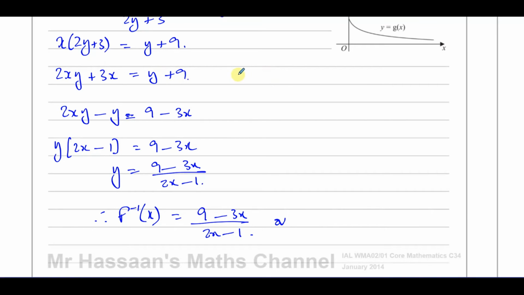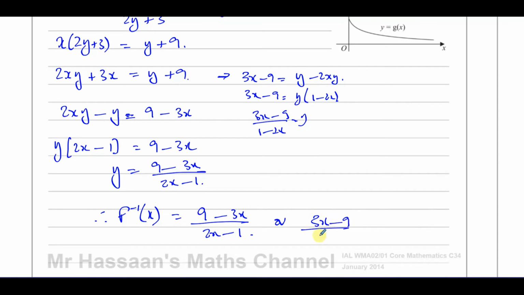We would have got, basically, I'll just show you. We would have got this as an alternative. We could have got 3x minus 9 is equal to y minus 2xy. And then 3x minus 9 equals y times 1 minus 2x. And then you have 3x minus 9 over 1 minus 2x. Okay, so you end up with your inverse function being 3x minus 9 over 1 minus 2x.